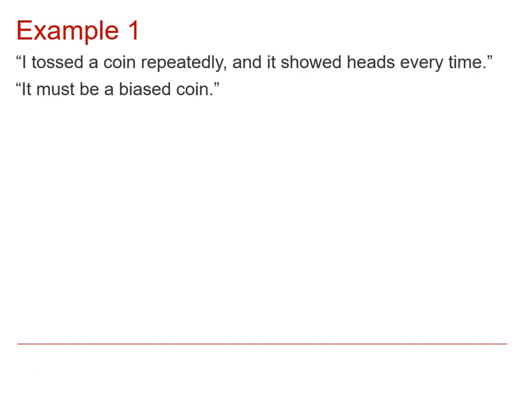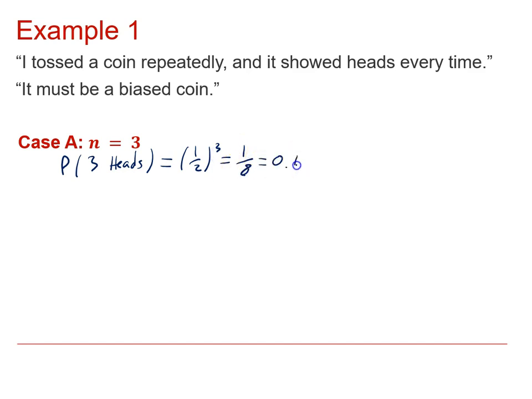Well, that entirely depends on how many times you've tossed that coin. In case A, if you've got n equal to 3, well, the probability of getting 3 heads by chance is a half cubed, which is 1/8, or 0.125. Not that unlikely at all, really.